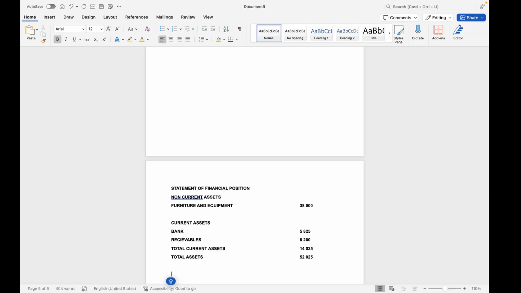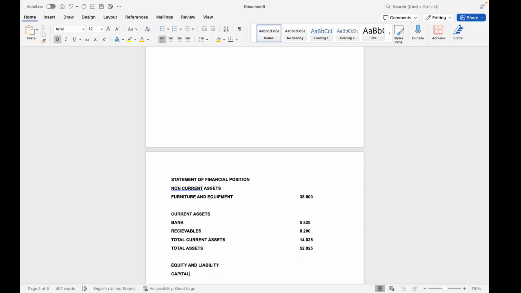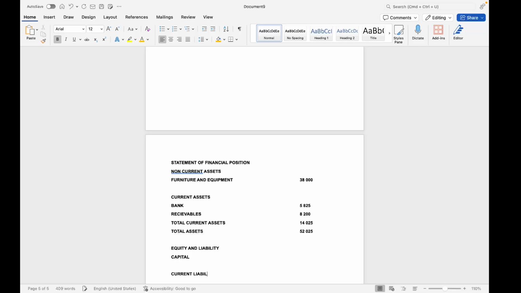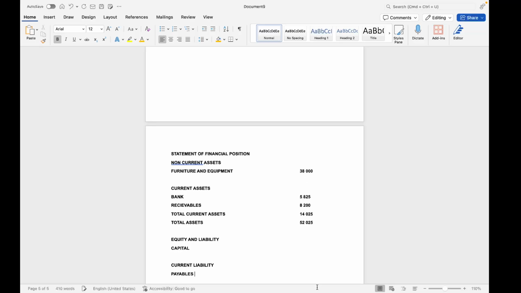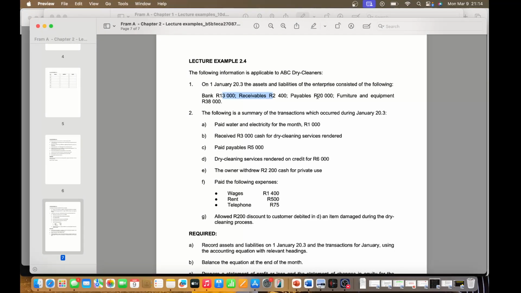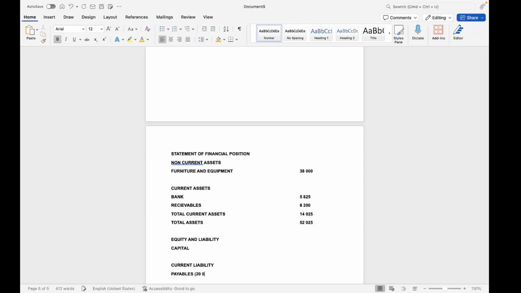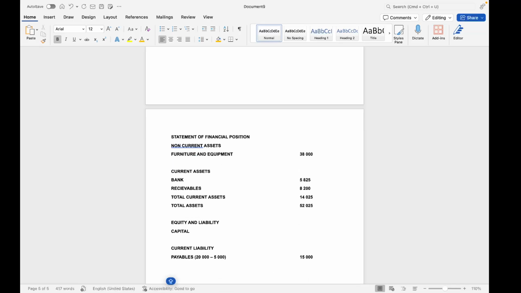Right. Then we can move on to equity and liability. Here we're gonna have our capital, right? Which we don't know how much it is yet, so we'll come back to that, right? And then we have current liability. Our current liability, we have our payables, right? How much is our payables? Let's just have a look. Payables, they say 20,000, but we paid 5,000. So our payables is going to be what? 15,000, right? So we can just write 20,000 minus 5,000, and that's going to be 15,000. Okay. And then that's our current liability. Do we have non-current liabilities? No, we don't, right?